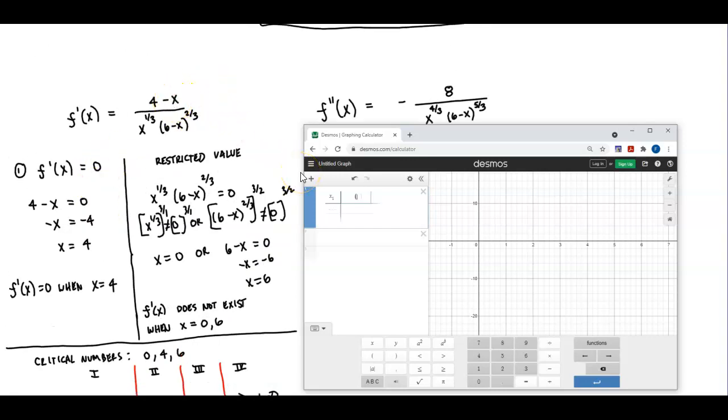So it's going to be in the numerator 4 minus x1, right? And then we're going to divide that by x to the power of 1/3, times 6 minus x1 to the power of 2/3. And I want to make sure that this also has an x1.